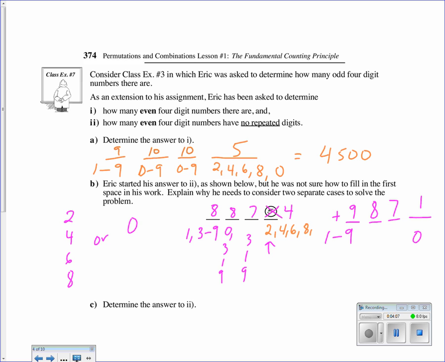When it ends in 0, then I've got an interesting special case, which is going to involve adding. So now I get to multiply my numbers together. 8 times 8 times 7 times 4 is 1792. And to that, I get to add 9 times 8 times 7 times 1, 504. We have to watch out for those special conditions. I want to make sure I can accent them as much as possible.